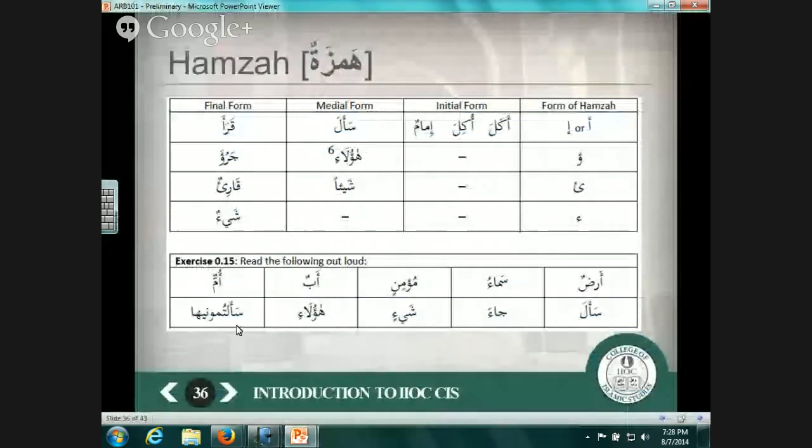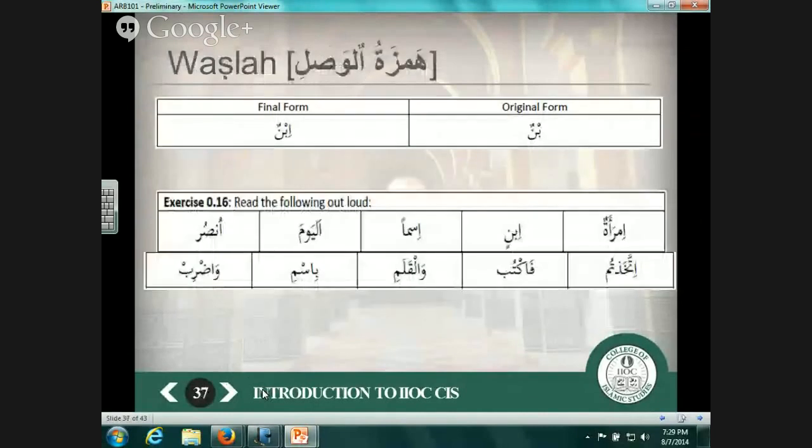So here, by the way, I didn't put all the letters, but what you have here is meme with the dhamma, long vowel, so mu. Noon with the ya, long vowel, ni. Ha with the alif, long vowel, ha. So this is al-tumuniha, but that's your homework. So pretend like you didn't hear that, because I just gave you the answer.